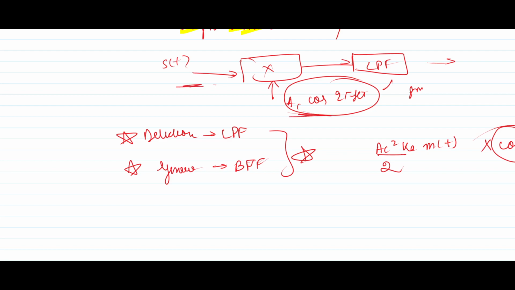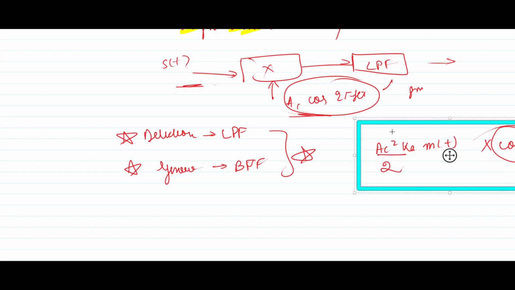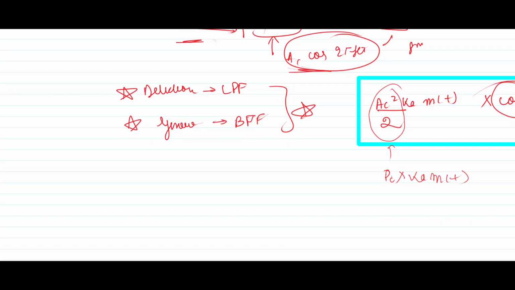So after you obtain this, you'll observe one thing. First of all, how to remember this? What is AC square by 2? Power of the carrier signal. AC square by 2 is the power of the carrier signal. It is multiplied by Ka into mt. I used to remember it like this because it is very easy. How to find the output from a synchronous coherent detector: it is power of the carrier signal into Ka into message signal into cos of theta, where theta is the phase difference between the carrier signal applied and the message signal.